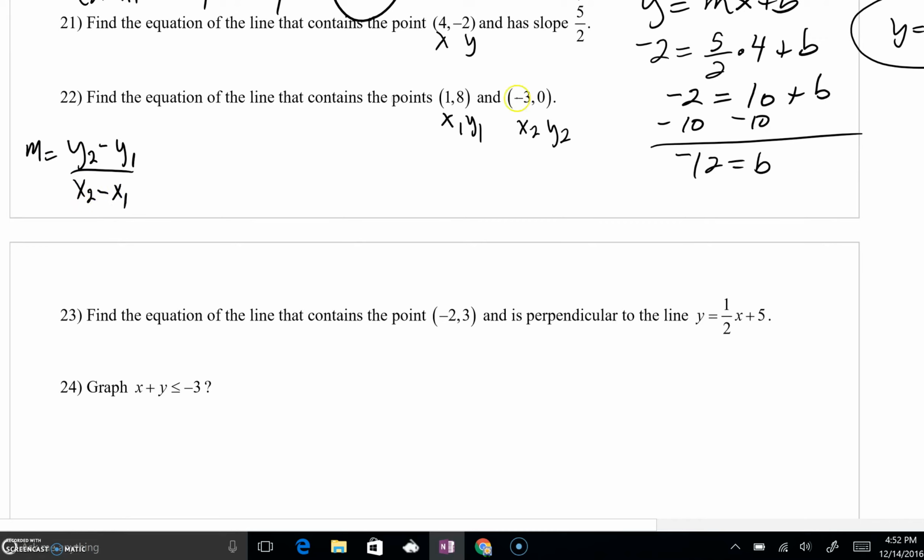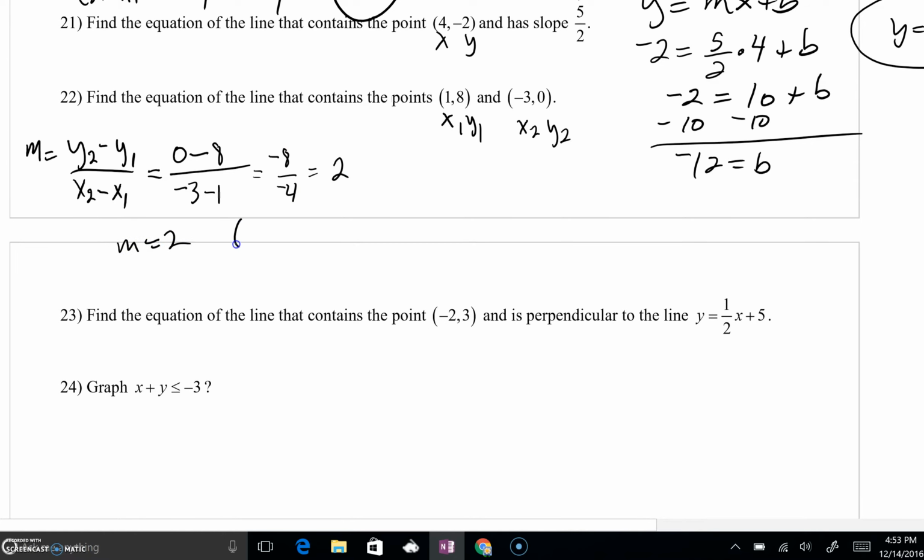And you can see as we just follow the guideline here, we'll have 0 minus 8. That's your y2 minus y1. x2 minus x1, negative 3 minus 1. Again, you can use your calculator, or negative 3 minus 1, it's pretty simple. That's negative 4. Negative 8 over negative 4 divides into 2. In other words, my slope is 2.